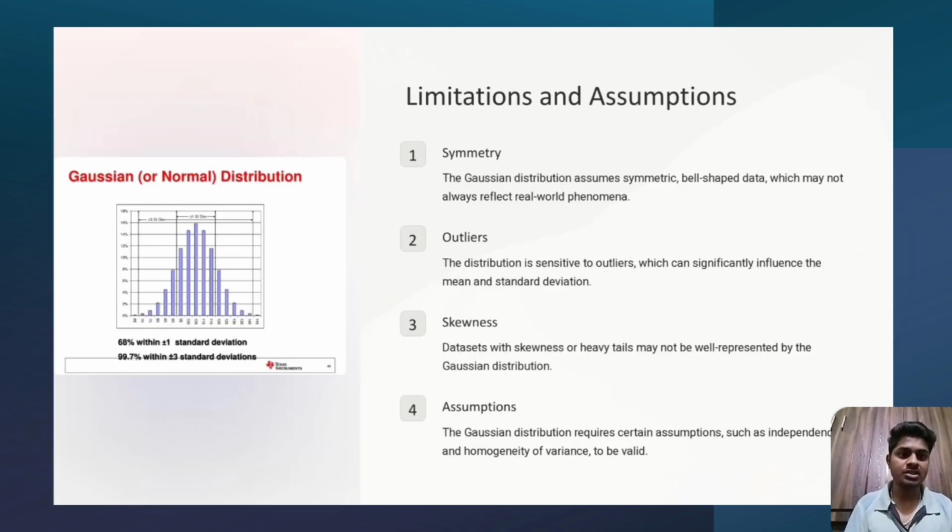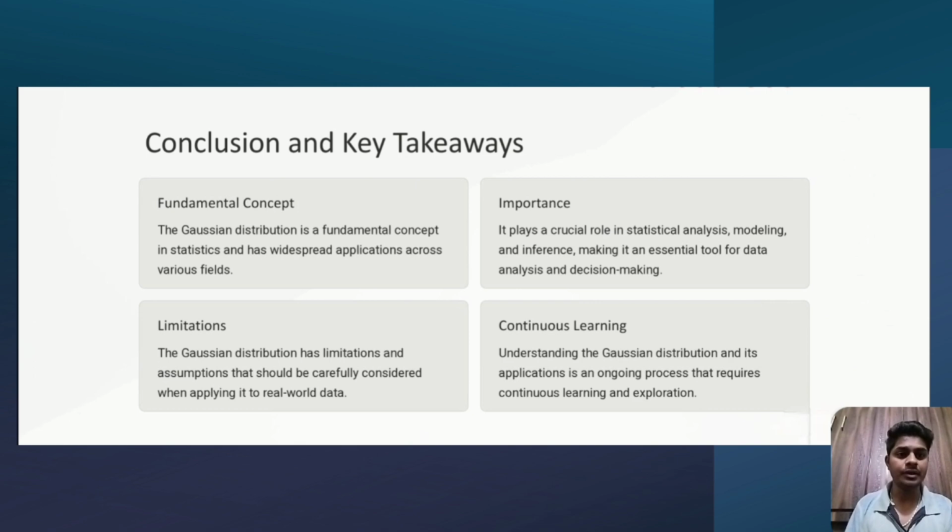Limitations and assumptions. Symmetry. The Gaussian distribution assumes symmetrical bell-shaped data, which may not always reflect real-world phenomena. Outliers. The distribution is sensitive to outliers, which can significantly influence the mean and standard deviation. Skewness. Data with skewness or heavy tails may not be well represented by the Gaussian distribution. Assumptions. The Gaussian distribution requires assumptions such as independence and homogeneity of variance to be valid.